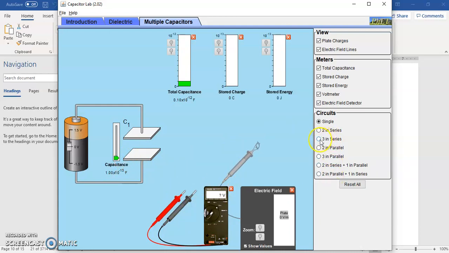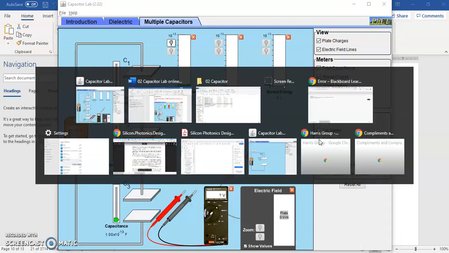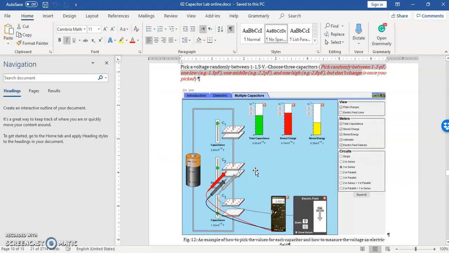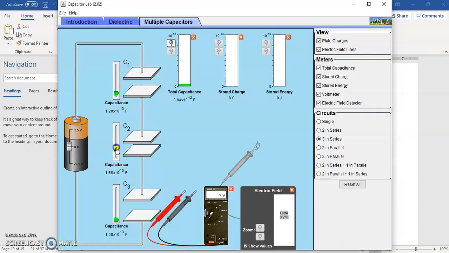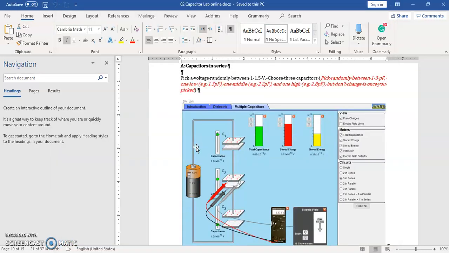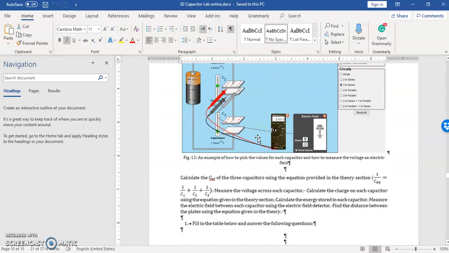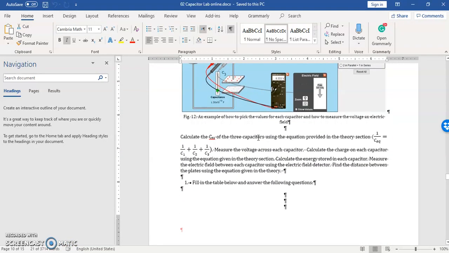So I want 3 in series. This is the first one, 3 in series, and I have asked you to pick 3 random numbers: 1 low, 1 middle, and 1 high. You give it three different numbers, and then go and do all the measurements that I asked you before.